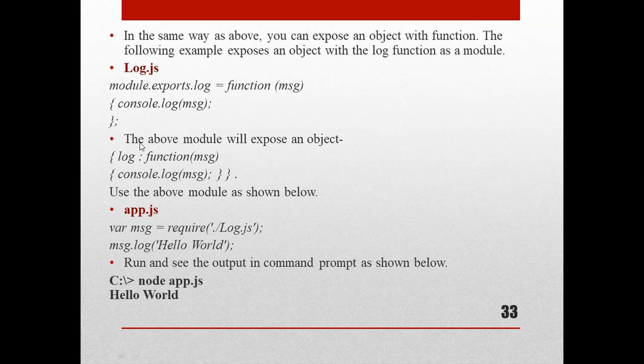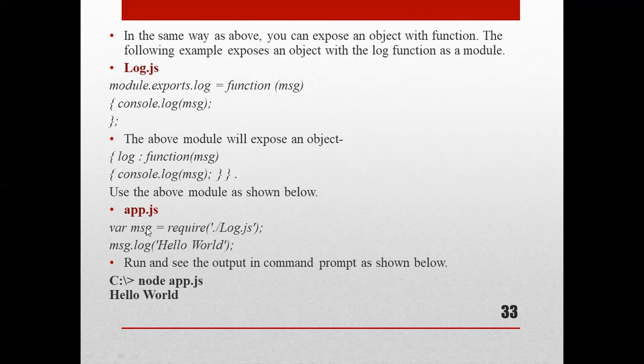This is the log.js file. Here this above module will expose an object. This is the object. This module will return an object. What will it return? It will return log: function with the parameter message. What will it contain? It will contain console.log(message). That means this object will act as a module. Now we are going to include it in our program, so we use this above log.js module in our program.